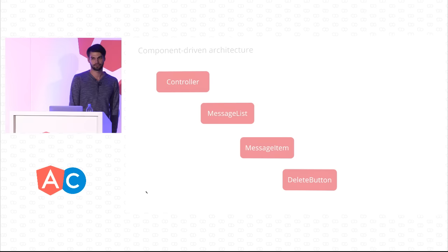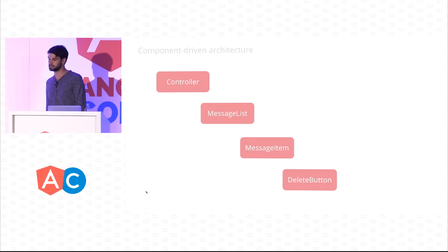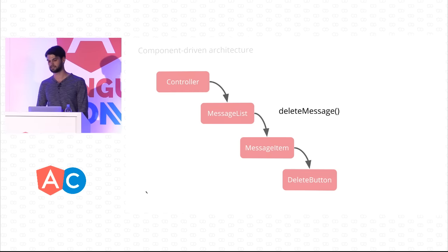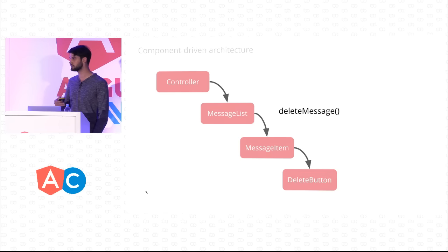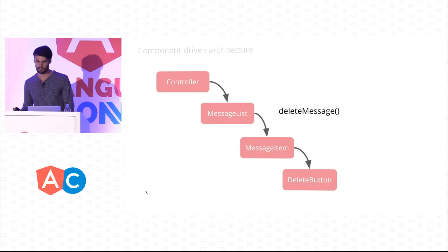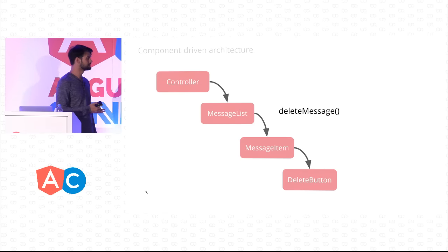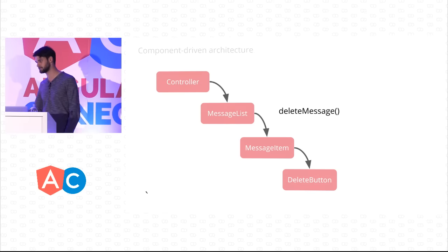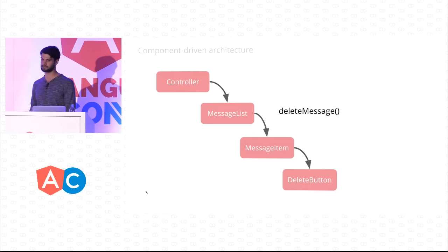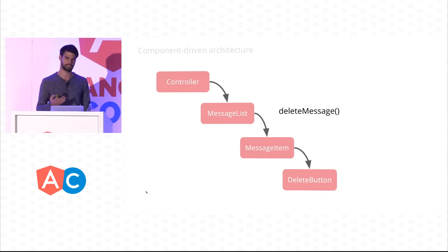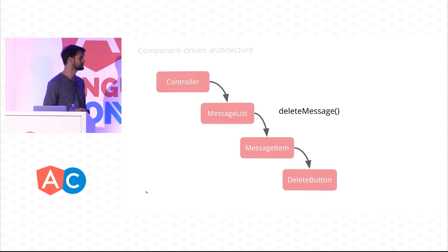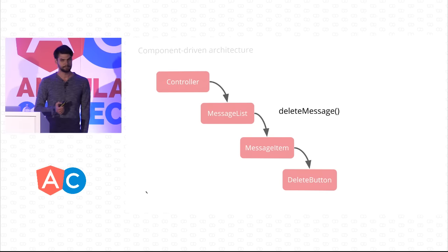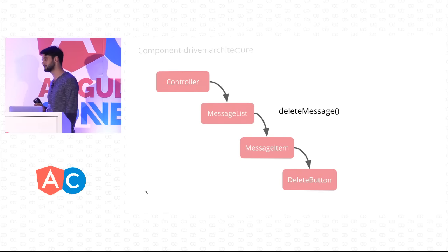If we now want to give this delete button the functionality to delete a message, we need to pass this function through the whole component tree. The owner of this function is again the controller. It needs to pass it to the message list, to the message item, to the delete button, so that the delete button can actually trigger the user interaction. You click something, a message gets deleted. The delete message function in this case is giving context.